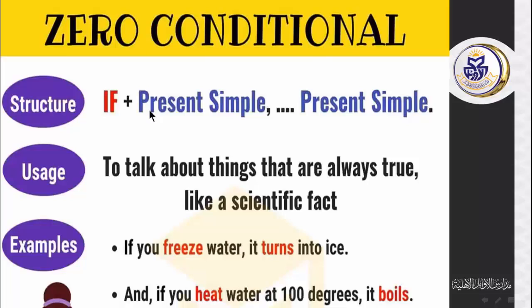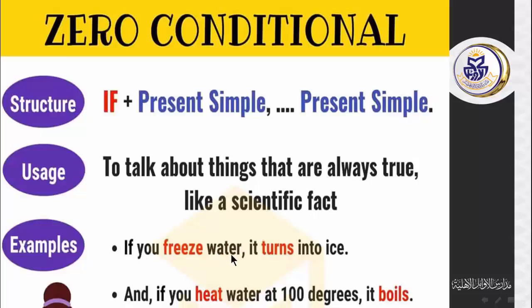Formation of zero conditional: if plus present simple, comma. The second part, the result, is present simple. Usage. When can I use zero conditional? To talk about things that are always true, like scientific facts.